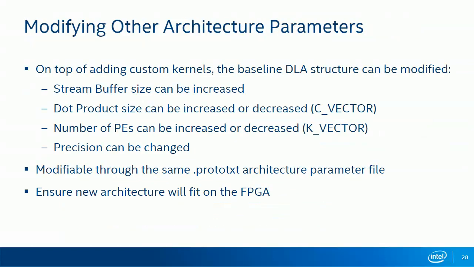Lastly, in the architecture prototext file, you should modify global parameters so that your architecture will fit on the FPGA for maximum acceleration. For example, you can adjust the on-chip stream buffer size, the SIMD vector size, which is a depth-wise parallelization, the global K vector, which is the number of parallel filters that can be processed, or even the data type, for example, changing from FP16 to FP11 or other data types. All of this is done in the same .prototext architecture parameter file.